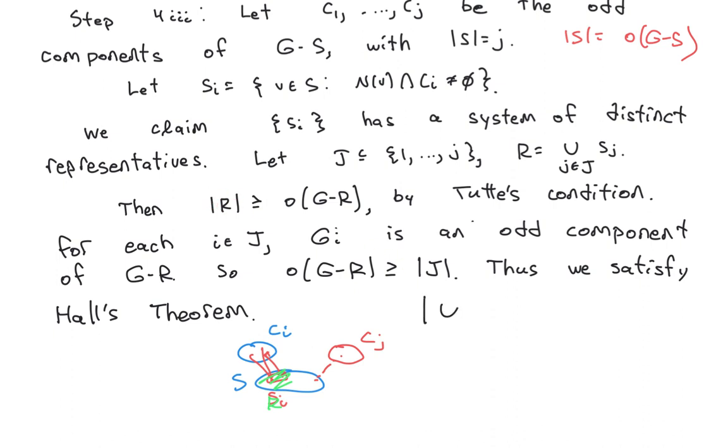And so R, of course, was this union. And so we satisfy Hall's theorem, the original Hall's theorem about sets. So this system does have a system of distinct representatives.